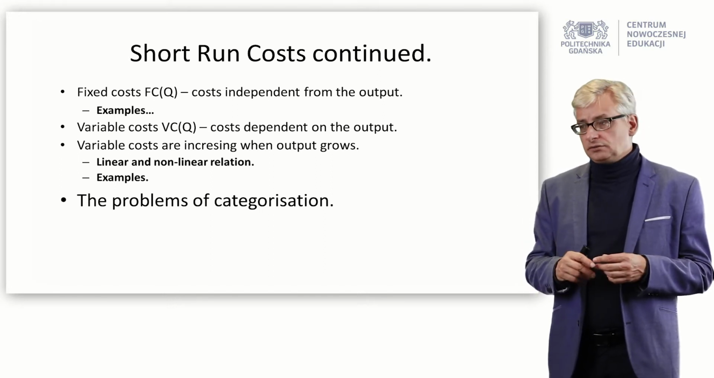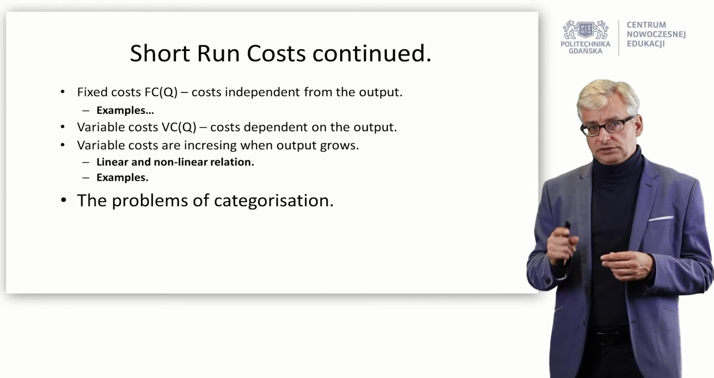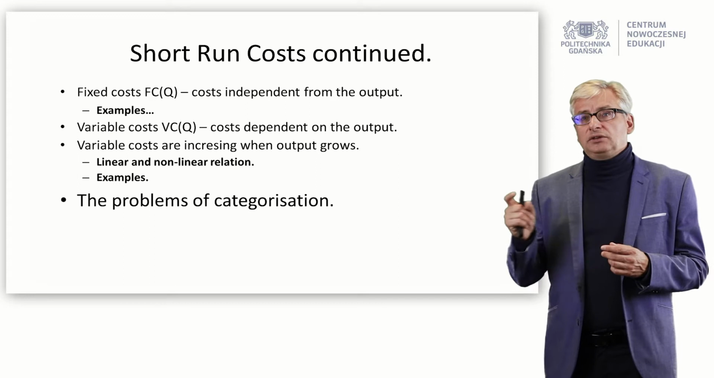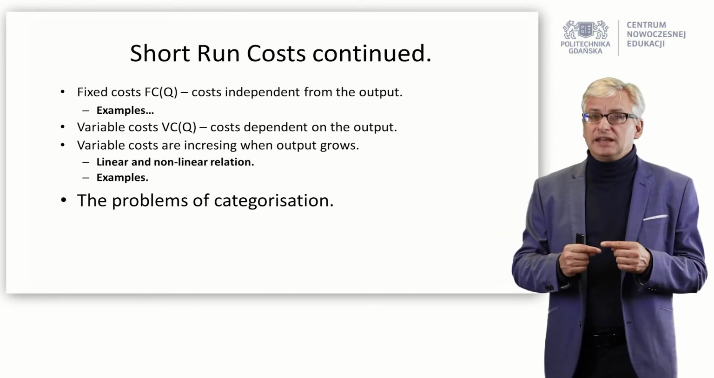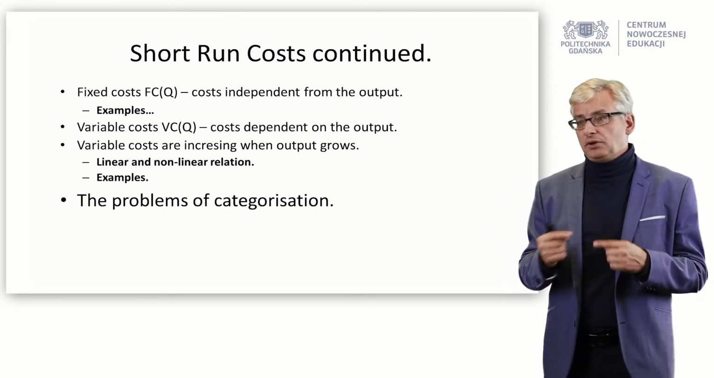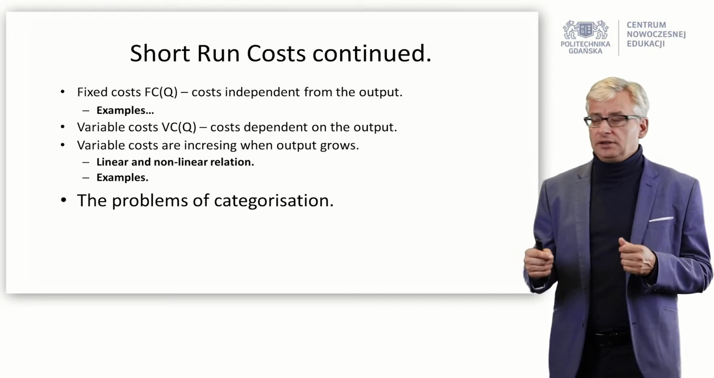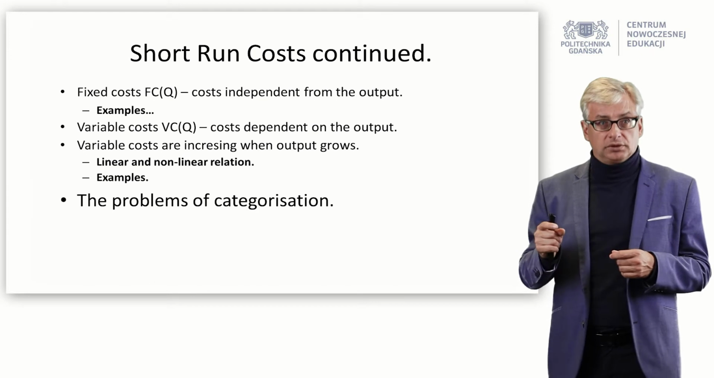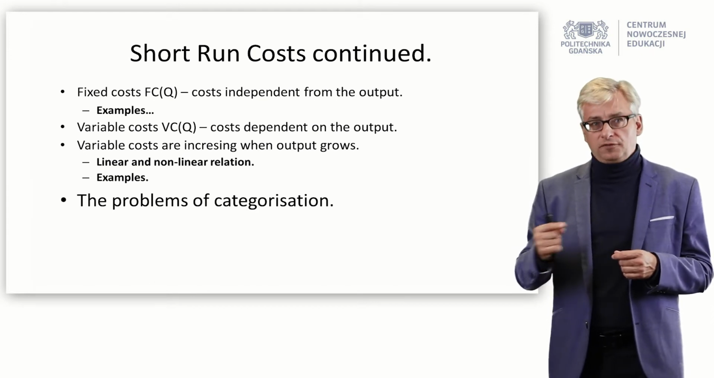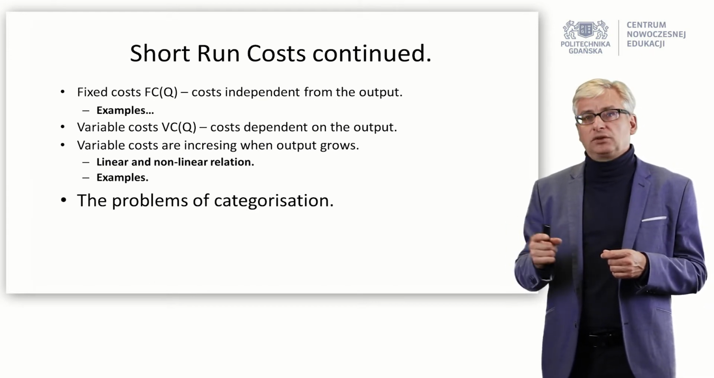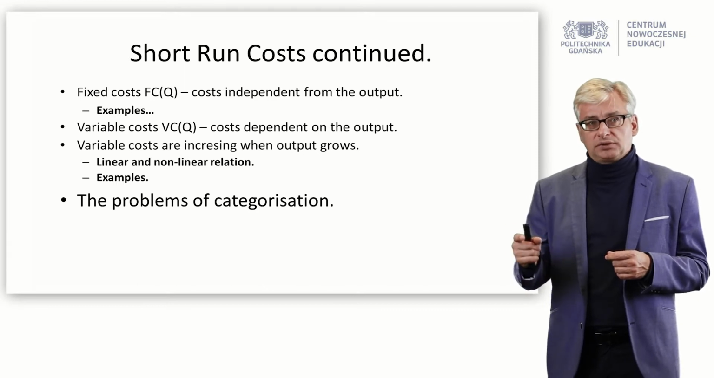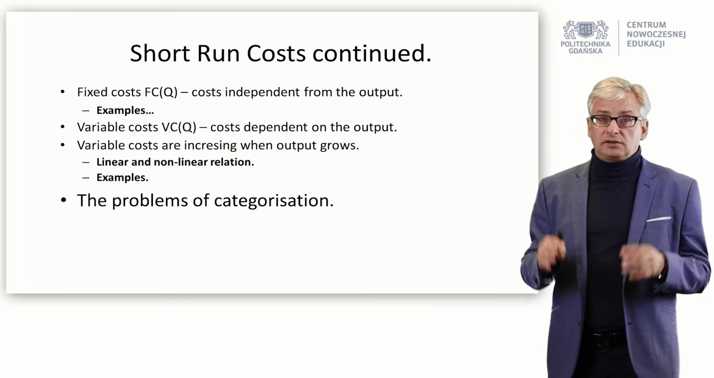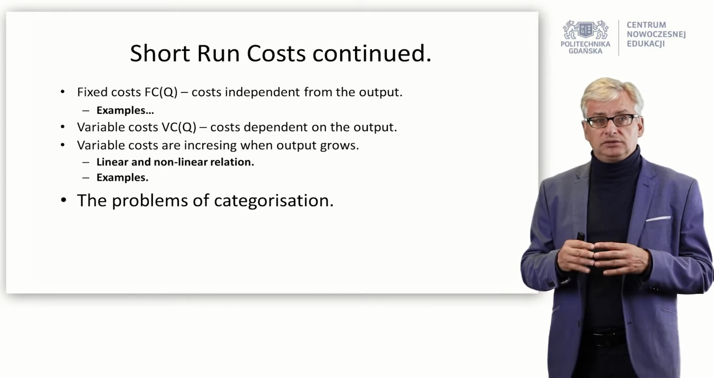Fixed costs are not constant, they are fixed. They are fixed in the sense they are independent from the output, but obviously they can change, right? So it is possible that the leasing company may actually increase the payments. It is possible. So you may pay more of fixed cost, but this is not because of your output, not because of your production.